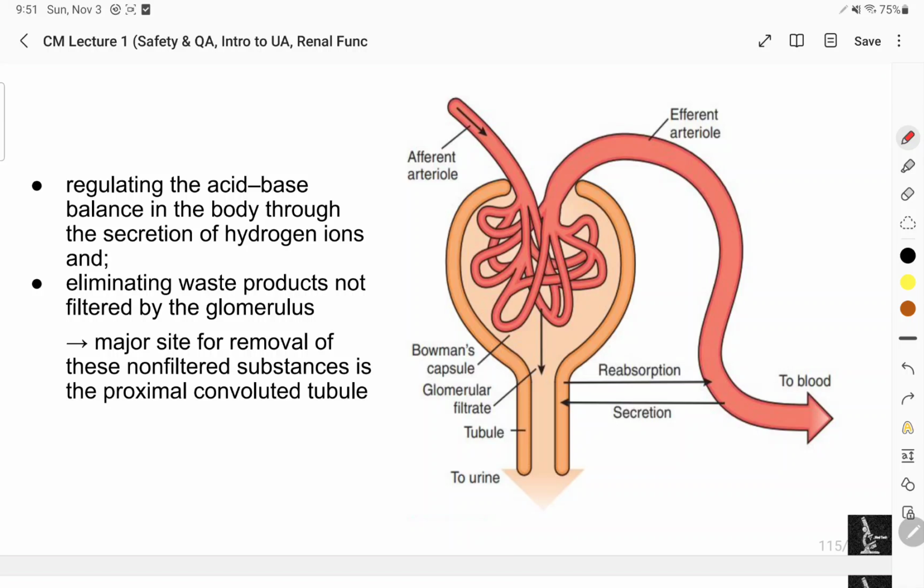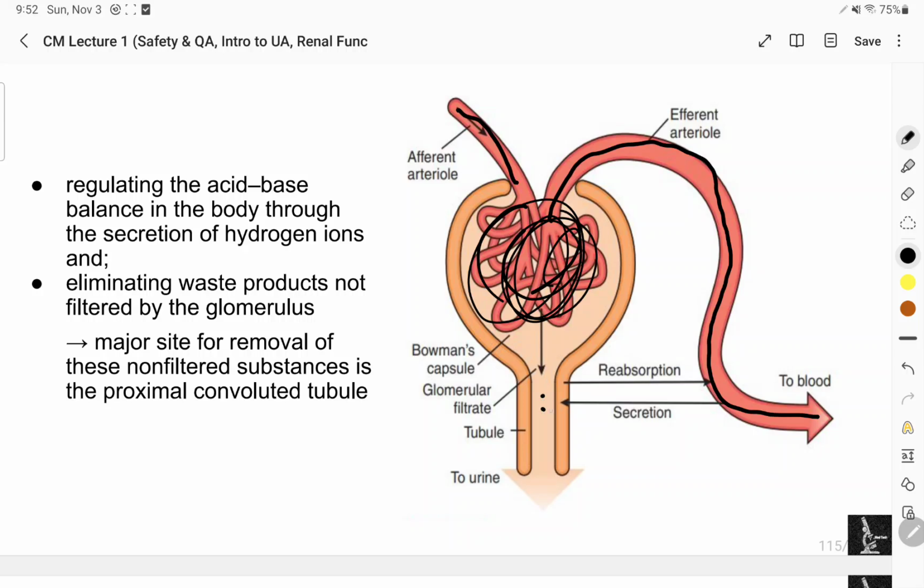The waste products that were not filtered by the glomerulus are carried here in the peritubular capillaries and vasa recta. So if it is a waste product, it is still secreted and taken up here into your tubular lumen. Okay? So the major site for removal of these non-filtered substances is the proximal convoluted tubule. So, for example, here in the afferent arteriole, your blood is filtered at 120. What was not filtered comes through here. So it arrives here.